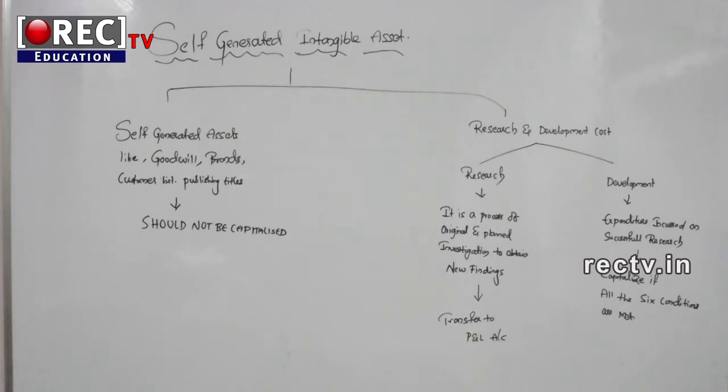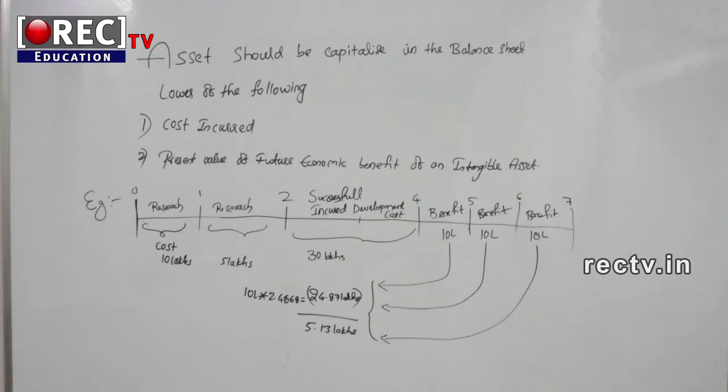Fifth condition, that is, the probability that the intangible asset will generate economic benefit, as we have seen in the first, and the last condition is that cost is measurable reliably. If these 6 conditions are cumulatively met, you can capitalize your development cost to the balance sheet. Now, assets should be capitalized in the balance sheet at the lower of the cost incurred and the present value of future economic benefits of the intangible asset.